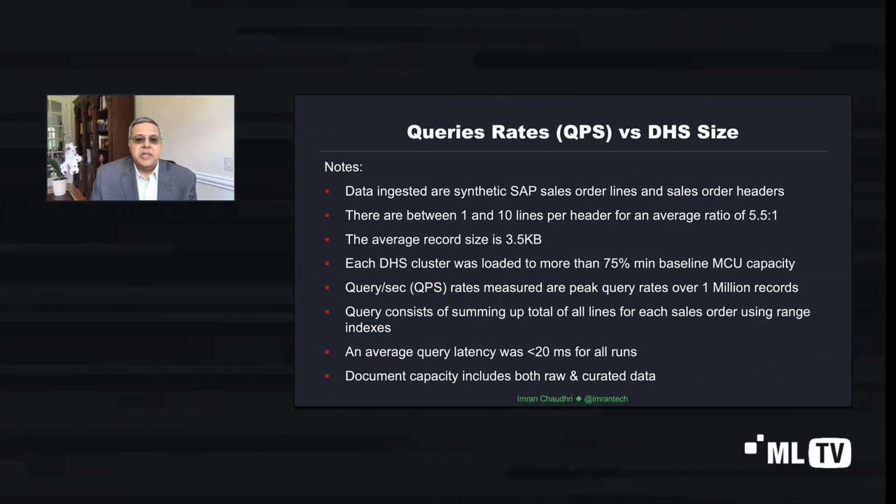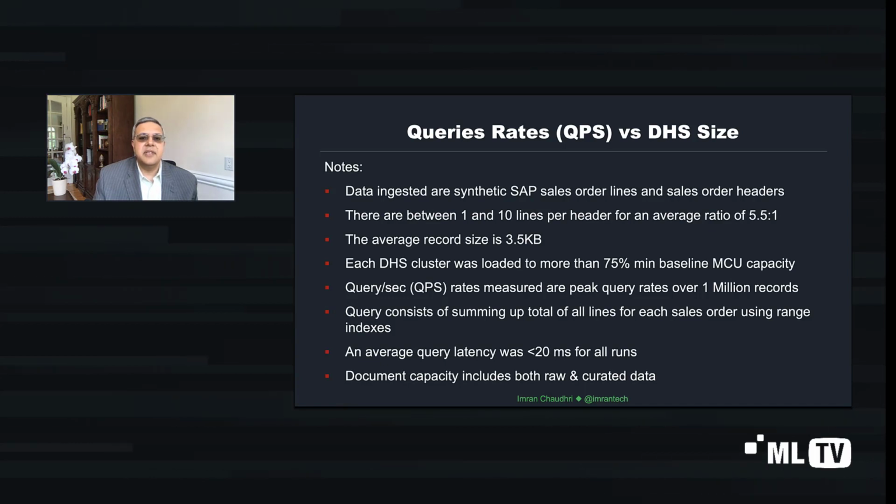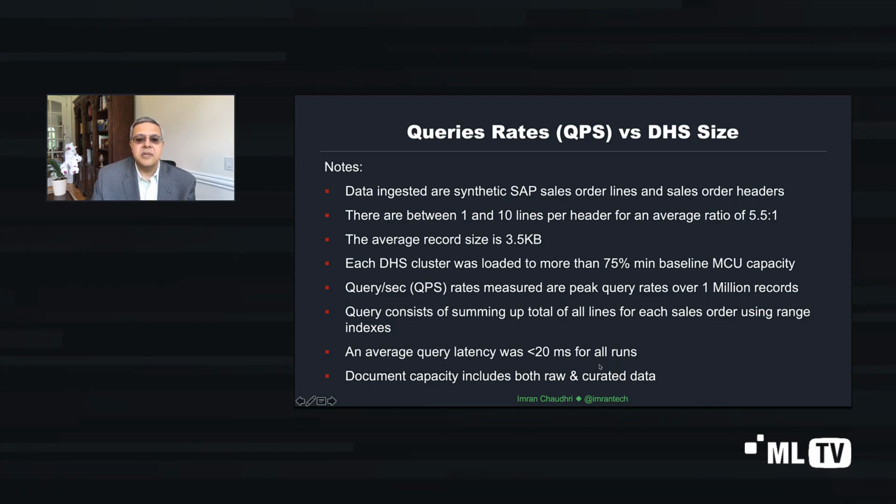So then we said, okay, now that we have all this data, let's query it. Again, we wanted to do a long-running query, so we queried about 1 million random records. We wanted to do some work, so we took the sales orders, and then we found all of the lines for those sales orders, found all of the dollar amounts for each of the lines, and added that up to get a final total for each of the sales orders. The average latency for all of this work was about 20 milliseconds for all of the runs, including all of the different capacities. And again, the document capacity is both raw and curated data.